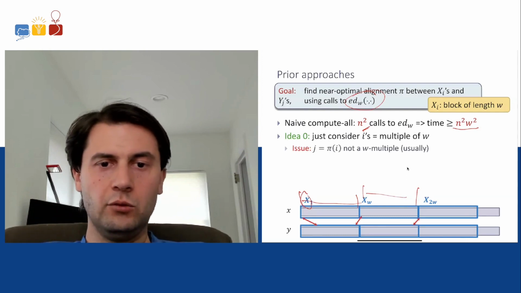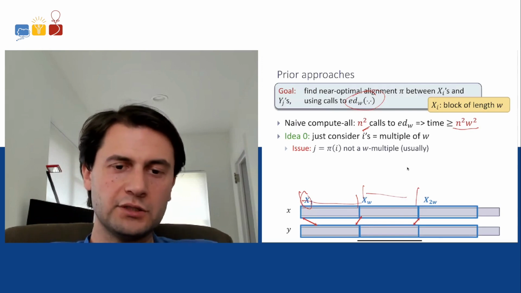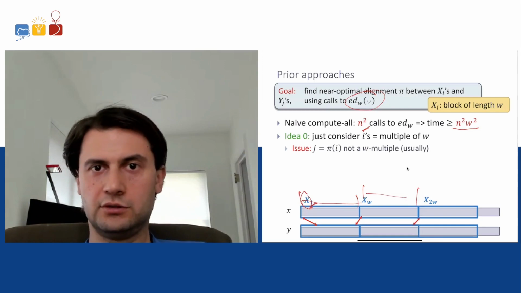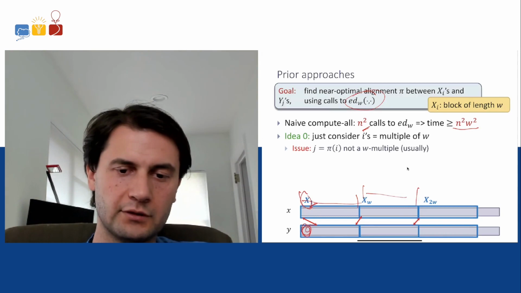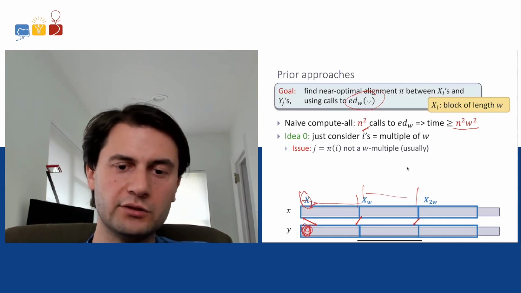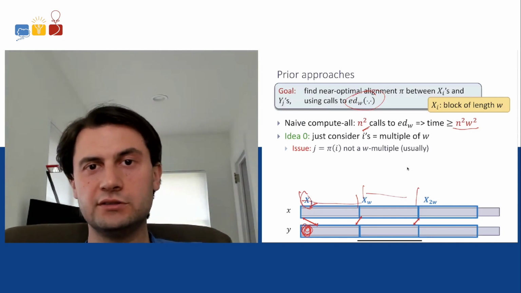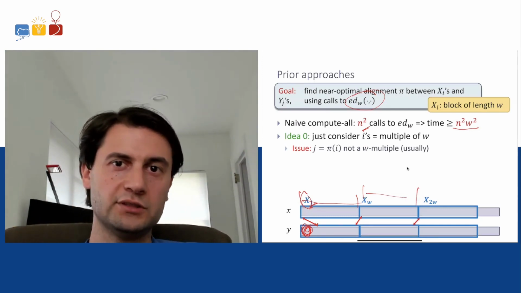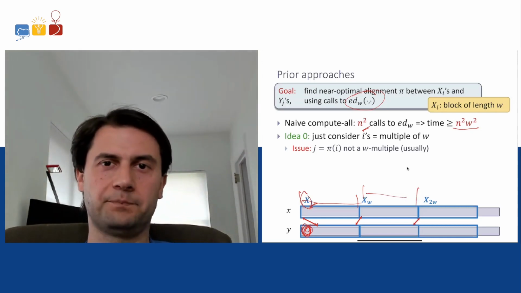Well, the issue is that when we look at x1 and its matching block yj, maybe there are a few insertions that we had to do here, which means that the matching block for x1 starts where this red arrow shows. Put differently, that j, which is pi of i, for i which starts blocks of x, is not a multiple of w, and usually it won't be.